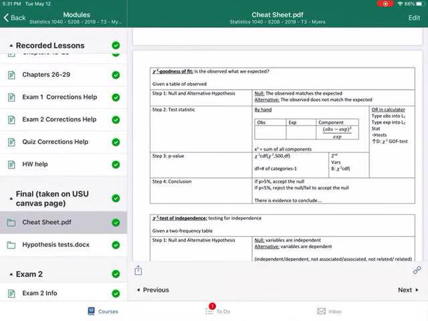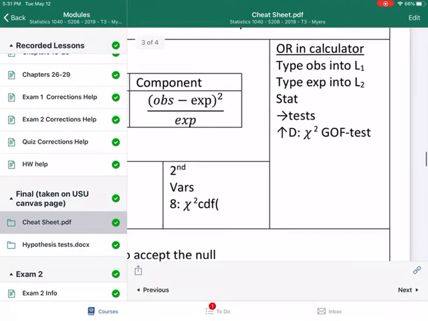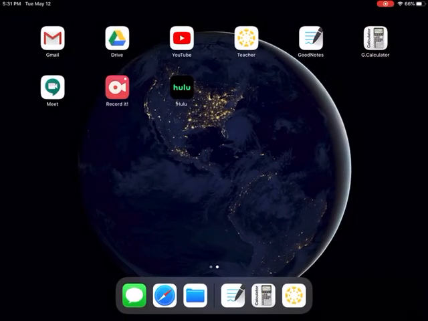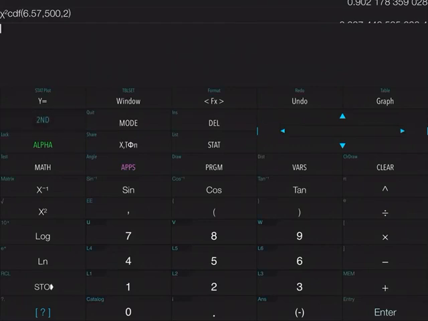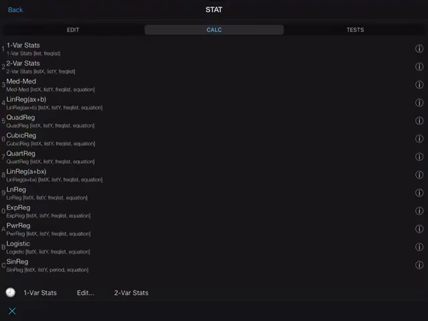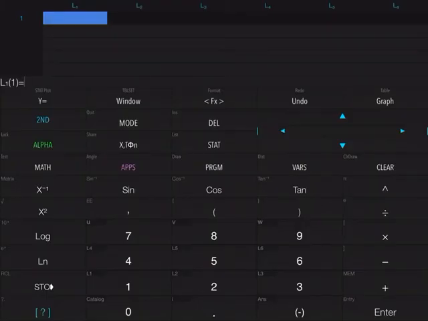Oh yeah, this wants us to do it by hand. So this would have us go through and write those numbers down for each of them and total it up to get chi-square. You can do it by hand by following these steps. So type the observed into L1, type the expected into L2, and then we're actually going to just do the full test, and we'll get our p-value as well as chi-square at the same time.